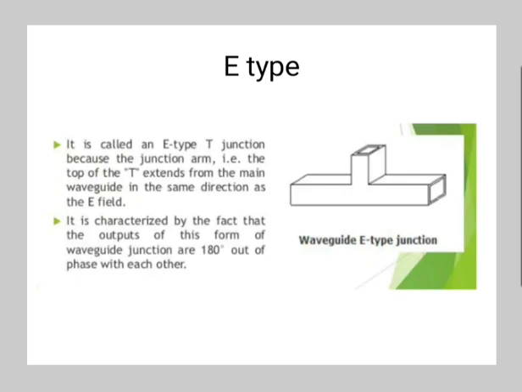Here the diagram of the waveguide E-type junction is given. Basically it has three ports: port 1, port 2 and port 3. The T part, where it extends, is port 3, and it is the E arm or side arm.